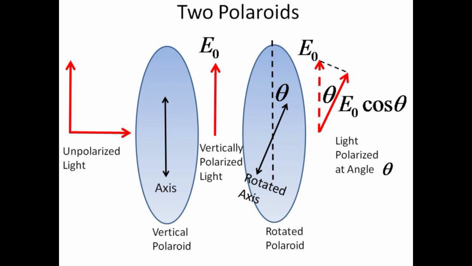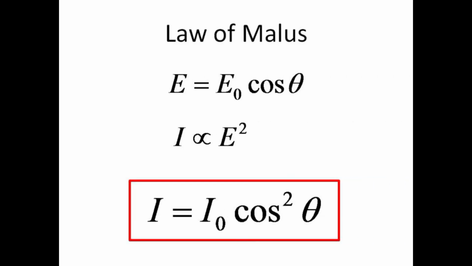When this vertically polarized light with amplitude E0 passes through a second Polaroid with transmission axis tilted by theta degrees with respect to the first Polaroid, only the component of the electric field along this new axis direction is transmitted. The amplitude of the electric field is thus reduced to E0 cosine theta. Since the intensity of the radiation depends on the square of the electric field amplitude, the intensity is reduced by a factor of cosine theta squared. This rule is called the Law of Malus.